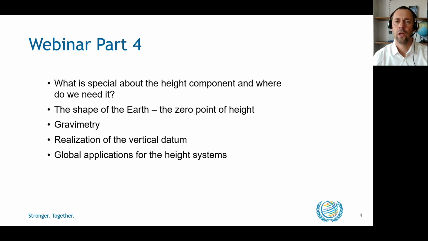In this session, we will discuss especially questions covering the topics: what is special about the height component and where we need it. Before talking about the height system, we will discuss the shape of the Earth, the 0 point of height. Then we will have a look at the gravimetry measurement, show how the vertical datum can be realized, and at the end, we present some interesting global application for the height system.